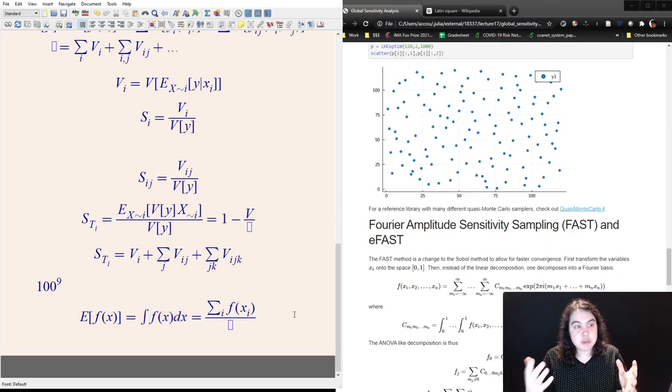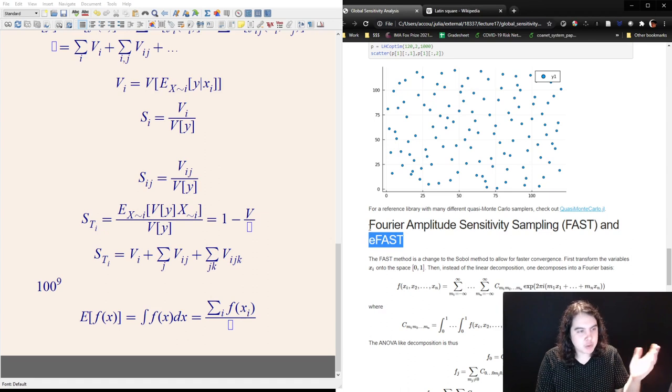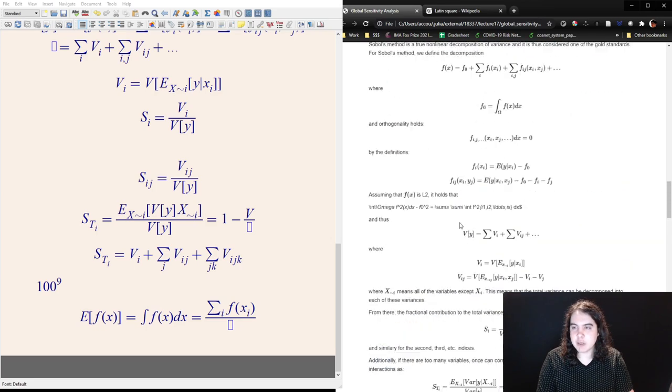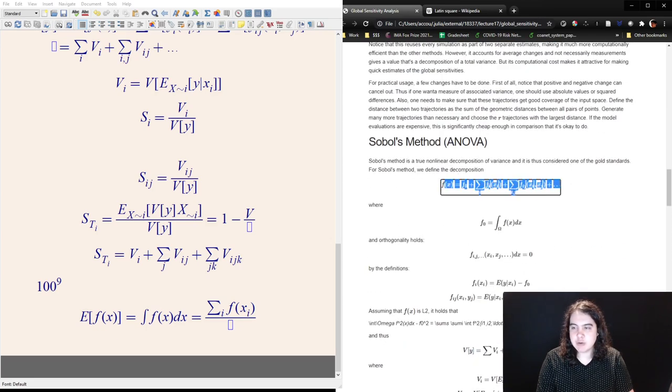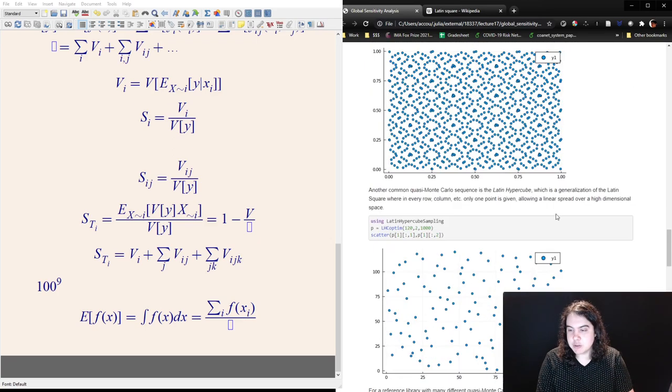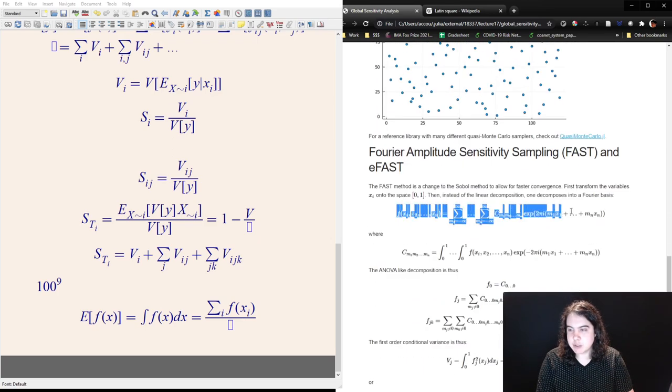Now you can get exponential convergence, though, with a nice trick. This trick is called Fourier Amplitude Sensitivity Sampling, or FAST. But the method that people generally use in practice is the extended version of it, which is called EFAST. Right, and the idea here is that instead of doing a linear decomposition, instead of decomposing our function linearly into all these points that we add together, we want to do a decomposition into the exponential term.